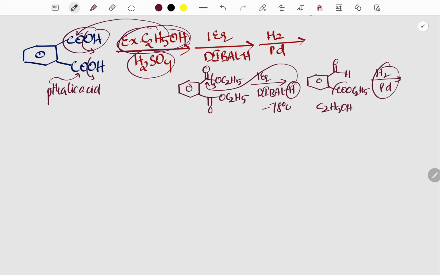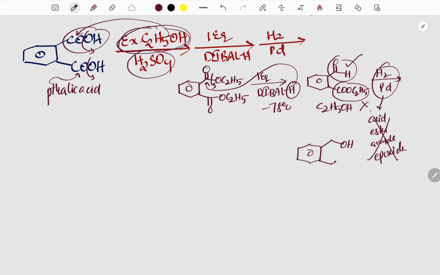So here ester group is present and aldehyde group is present, and we know that H2/Pd does not reduce acid, ester, amide and epoxide. Therefore here ester, no reduction, only aldehyde undergoes reduction, and a primary alcohol is formed and ester remains as carboxylic ester.